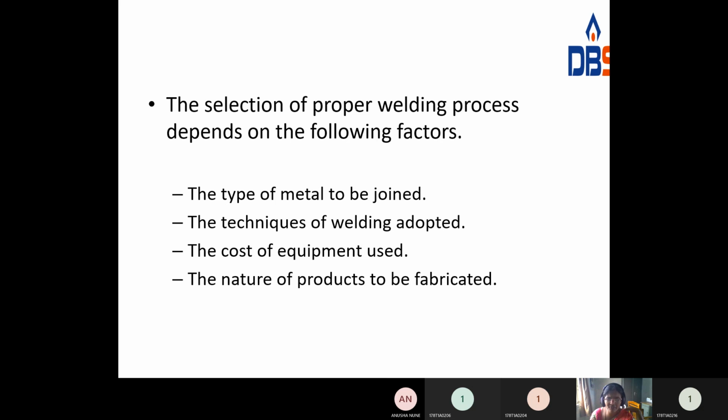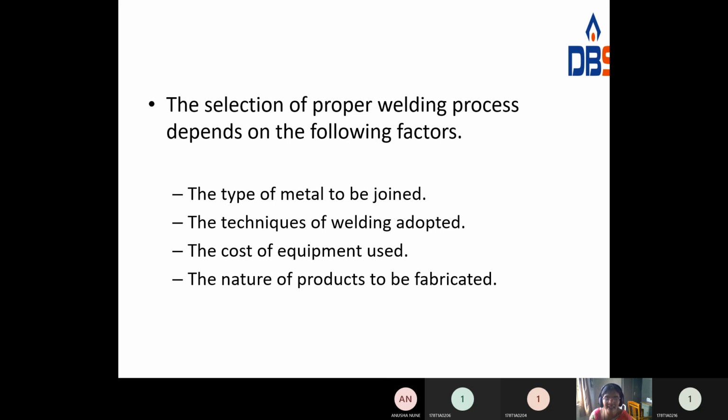First of all, for the selection of the proper welding process, it will depend upon the following factors. What are those? The type of metal to be joined. Here we have to join the metal, so it will depend upon the type of that metal.